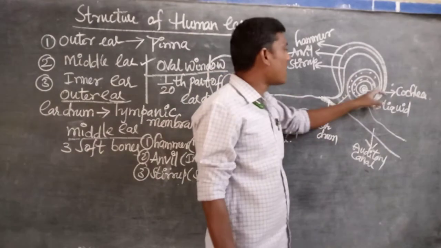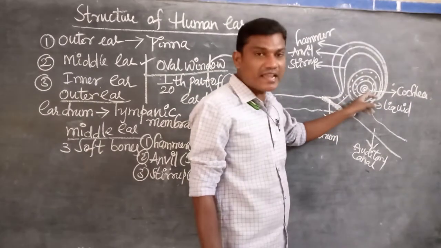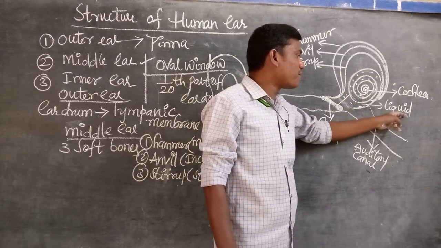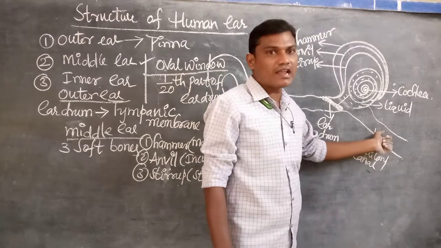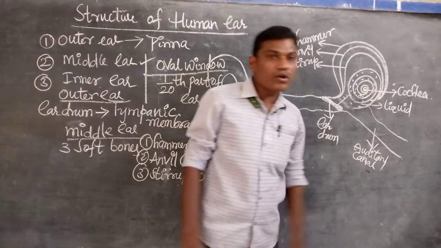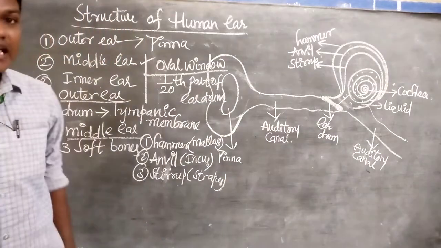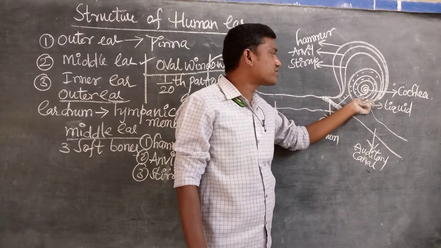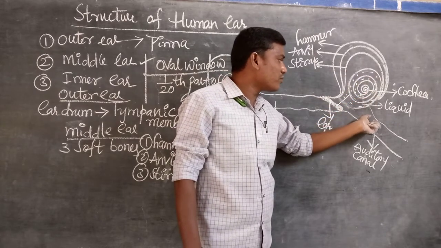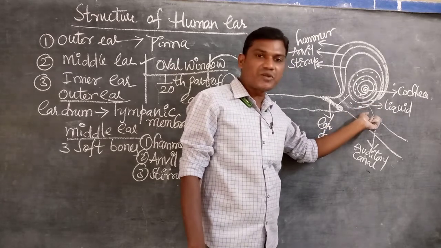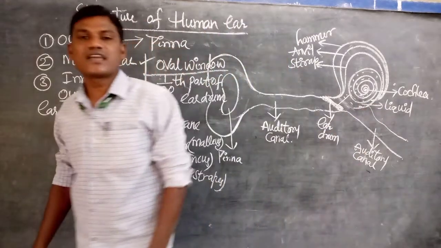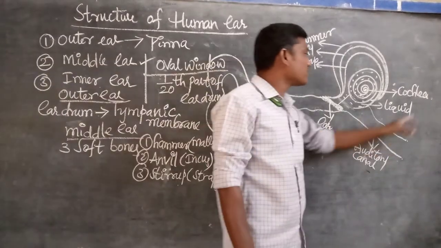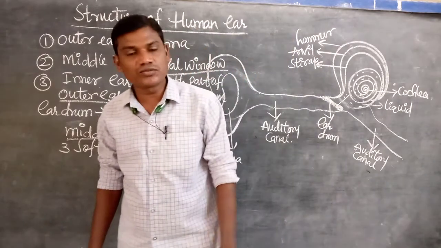Then the sound passes through the cochlea, which contains one type of liquid. Through this liquid, the sound is passing, and finally, before reaching the brain, it passes through the auditory canal. At the end of the cochlea, it contains tiny hair. When the sound frequency passes through this liquid, it passes through the tiny hair. That's why the tiny hair converts the sound signals into electric signals, and the signals are further sent to the brain through the auditory canal.